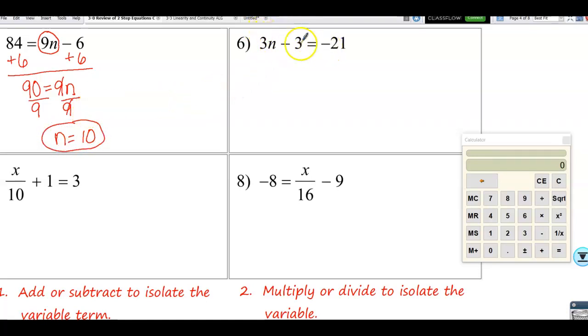My last example of this form, here's my variable term, the 3n. So I need to add or subtract to get it alone. So I'm going to add 3 to both sides. That gives me 3n is equal to negative 18. My final step will then be to divide both sides by 3 to get n by itself, and I get n is negative 6.